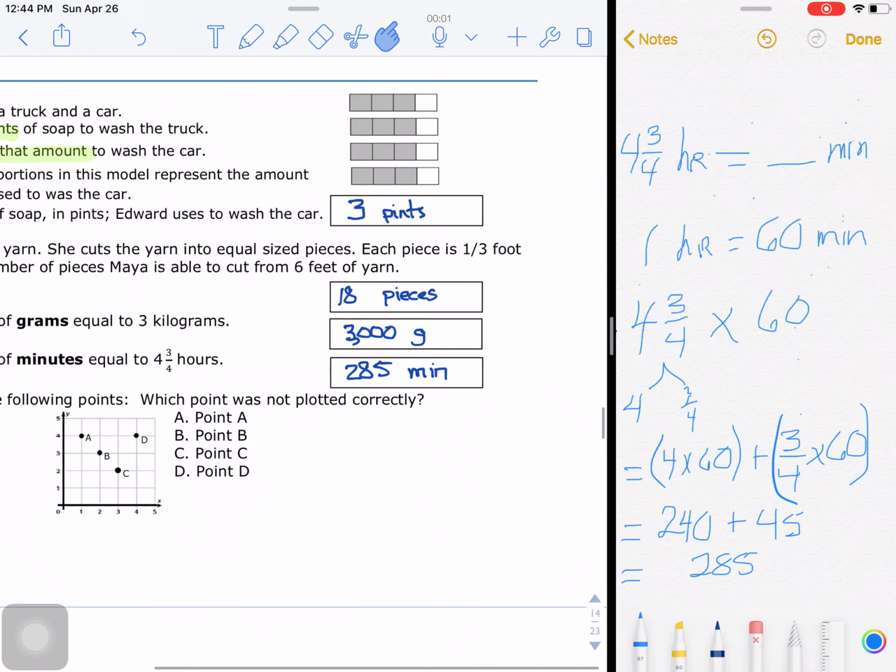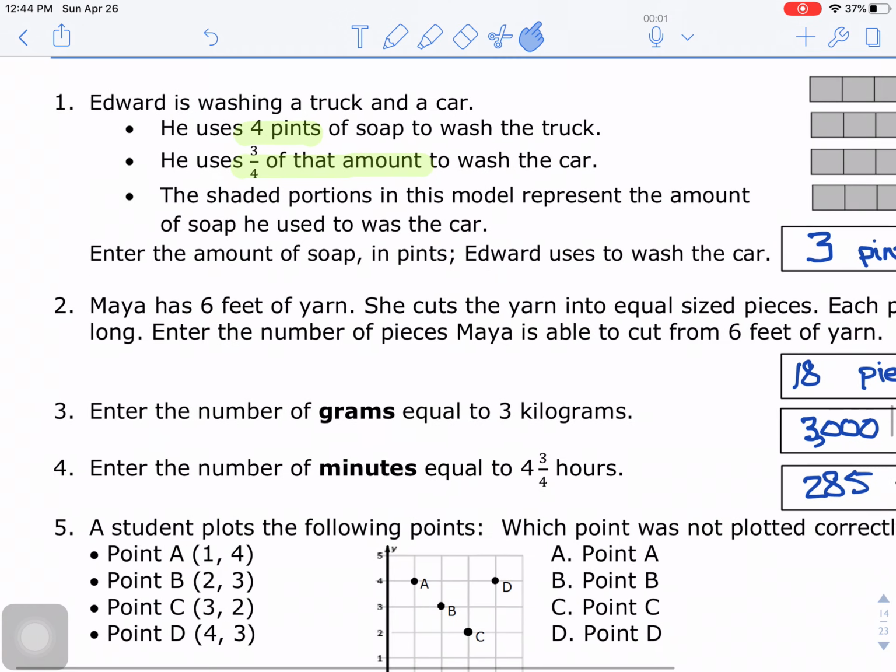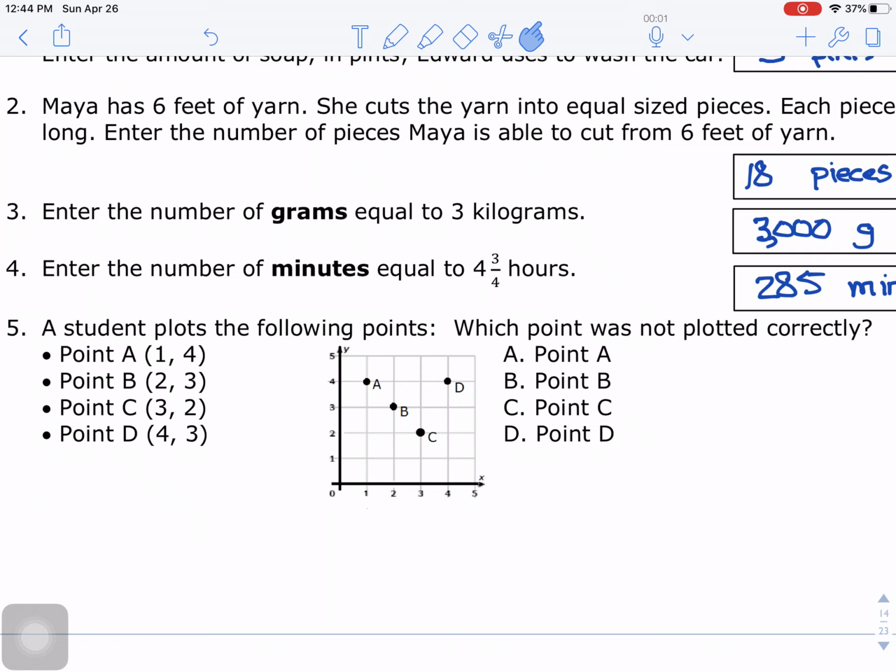Okay, for problem number 5, I'm going to enlarge this a little bit and just work on the grid. So a couple things. This says a student plots the following points. Which point was not plotted correctly? So we're looking for the one that is done incorrectly. Well, remember, when I'm doing any kind of graphing like this, I start at the origin and I'll do the x coordinate first, which is horizontal, and then I will do the y coordinate, which is vertical.